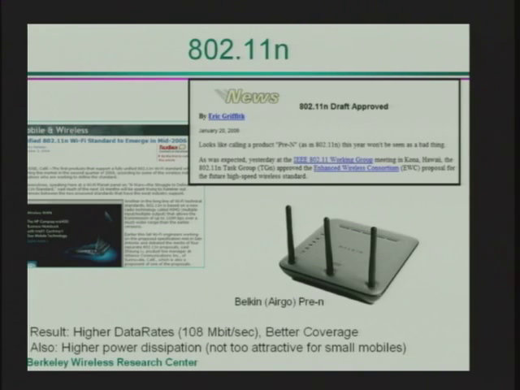So the good news is that in early 2006, there were a number of people that basically jumped the gun. A company like, for instance, Airgo had an 811N implementation out about 3 years ago. They called it pre-N. And Belkin has been selling this thing for the last 2 years. And some of you may have played around with it. And I must say, those things are quite staggering.